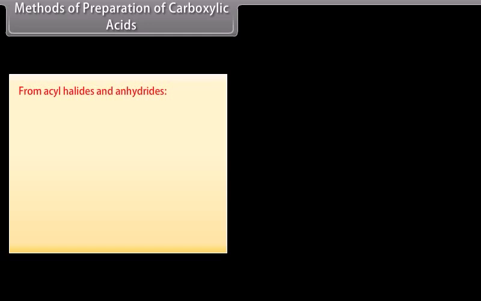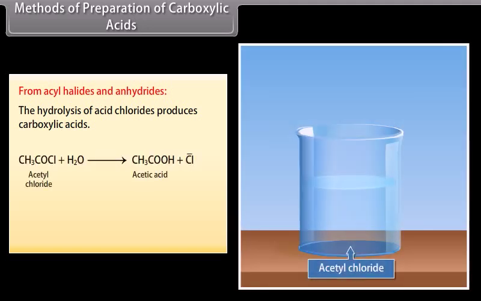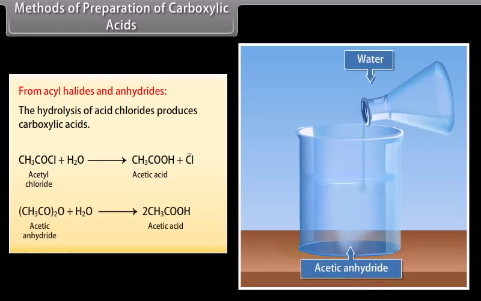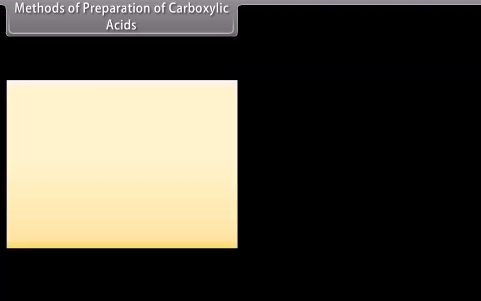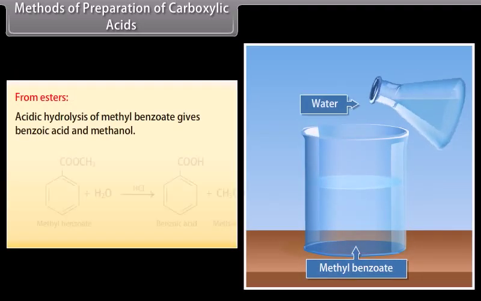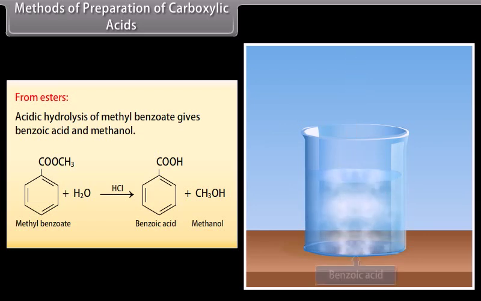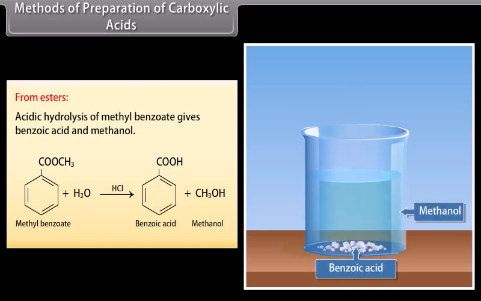From acyl halides and anhydrides. The hydrolysis of acid chlorides produces carboxylic acids. On hydrolysis of acetyl chloride, it produces acetic acid. The hydrolysis of acetic anhydride produces acetic acid. From esters. Acidic hydrolysis of methyl benzoate gives benzoic acid and methanol.